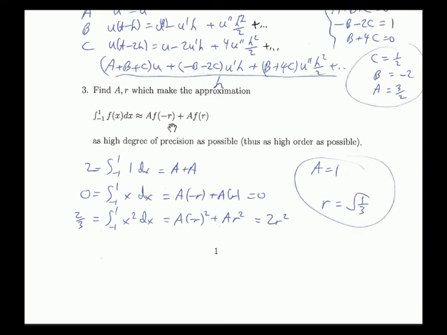If you have only 2 points, it's the best weights and sample points, assuming we're integrating from minus 1 to 1. If you're integrating from 0 to h, you have to scale things appropriately.